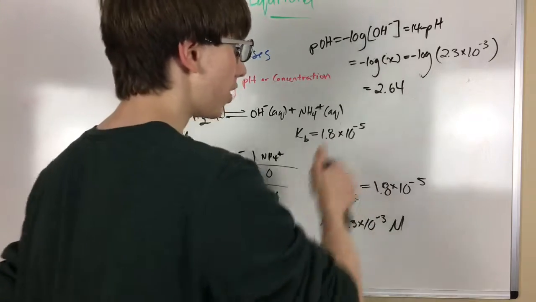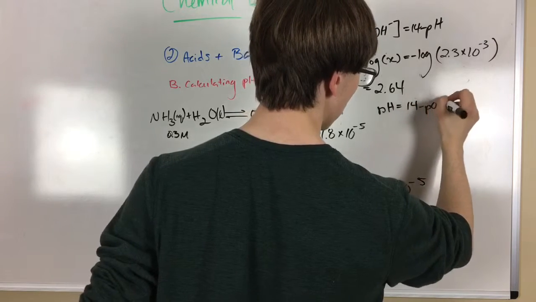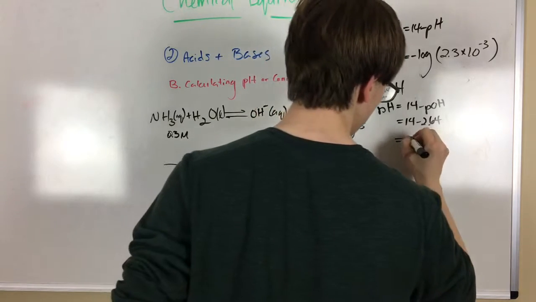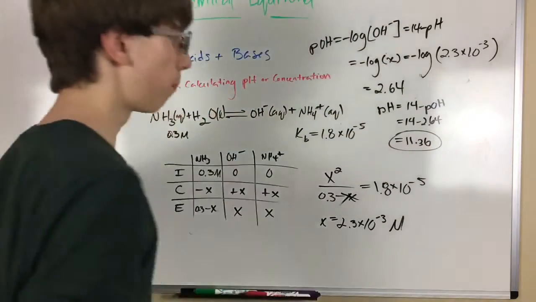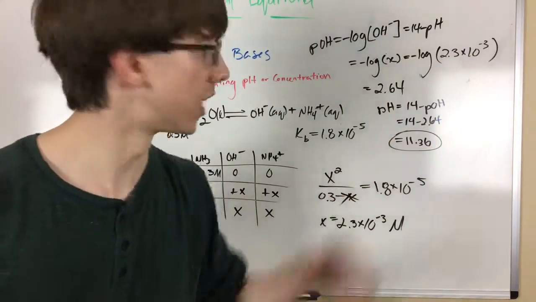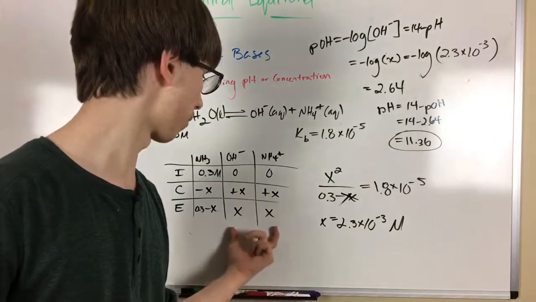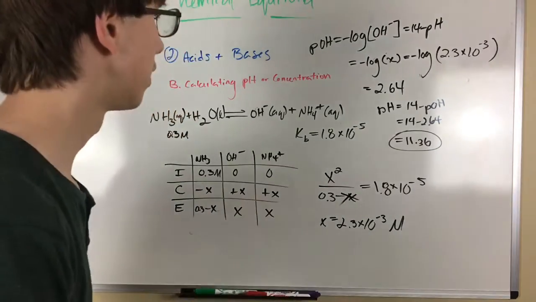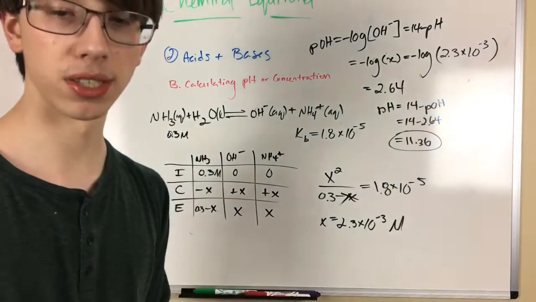Anyways, so our pOH is 2.64, and so our pH is 14 minus the pOH, which is equal to 14 minus 2.64, which is equal to 11.36. And so that's our pH. And to calculate the concentration, we don't need to do this extra step of taking the negative log of the concentration. We can just use this to find the concentration and then plug it back into the equation. Say this was like 2x, right? Just multiply it by 2. Done. There you go. And that's how you calculate the pH, or the concentration, for an acid or base reaction.